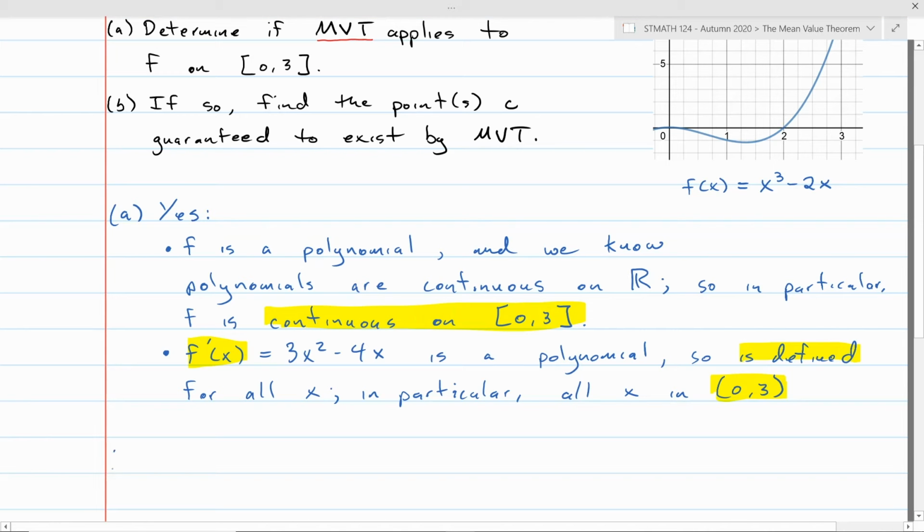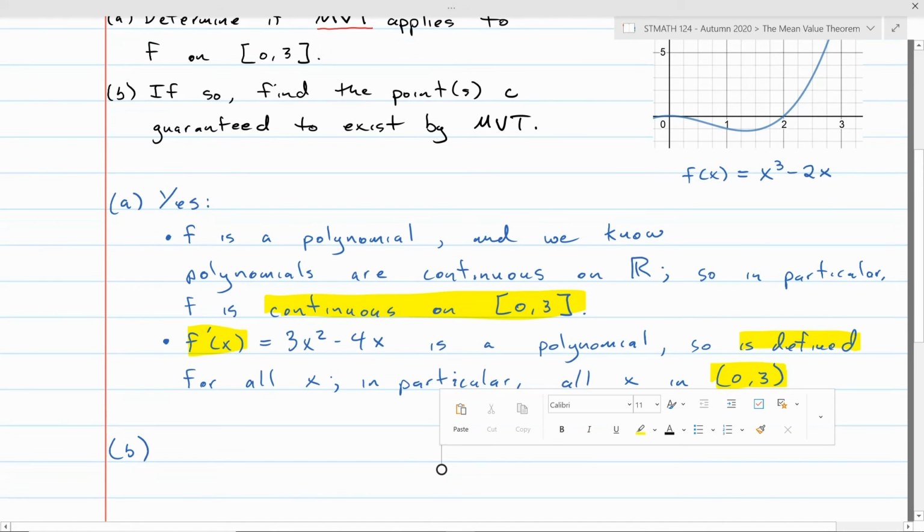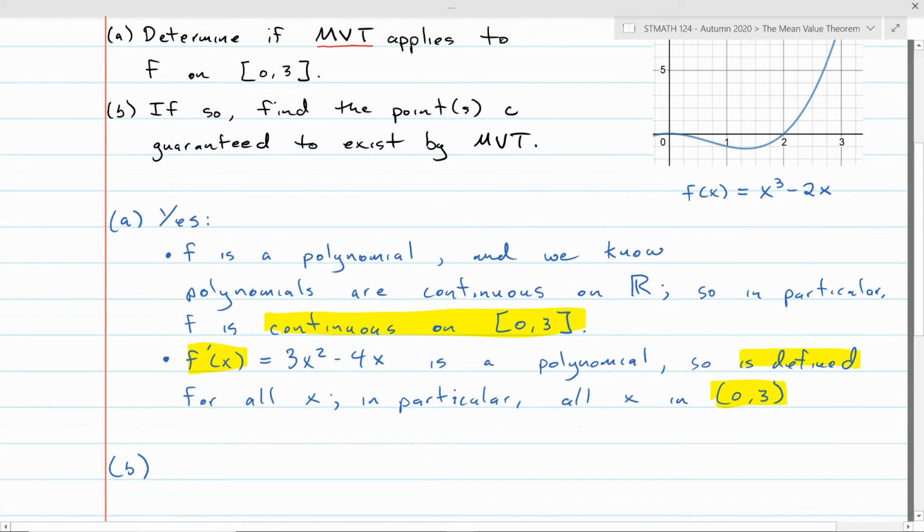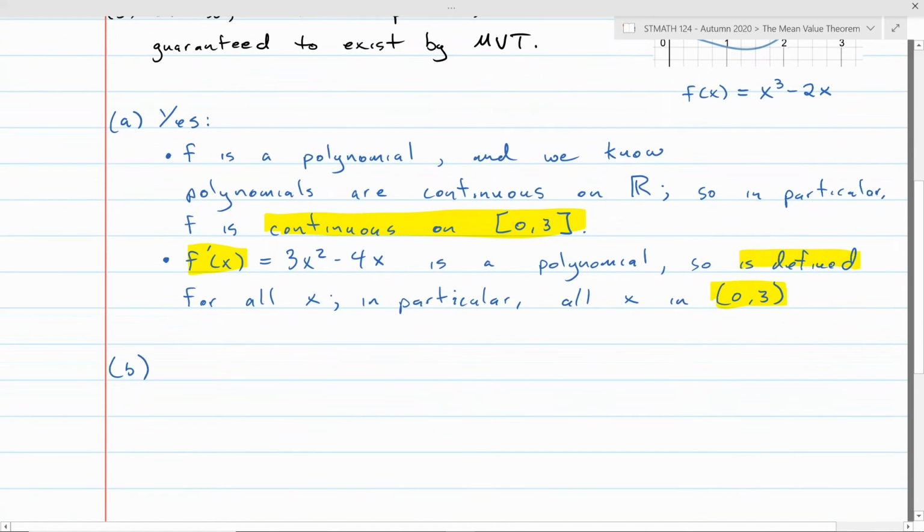Okay, next, since we know the mean value theorem applies, we know that somewhere between 0 and 3 there's a place where the derivative is equal to the average rate of change. And so we're being asked to find that value. The mean value theorem doesn't tell you how to find it.